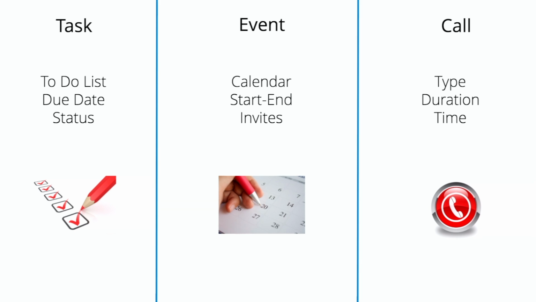An event is going to go on the calendar, so it has a start and end time, and once the end time passes, it's considered closed. So it automatically moves to the closed activities. And one of the unique aspects of that, besides the calendar, is that you can invite customers to the event. And then the third type is the calls.